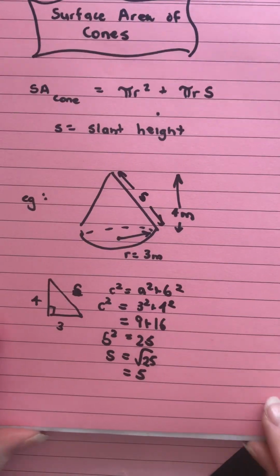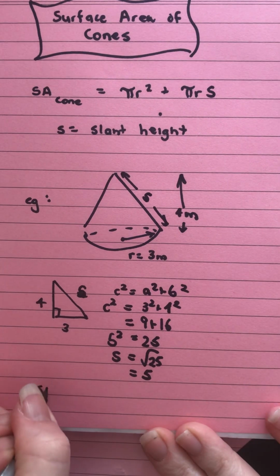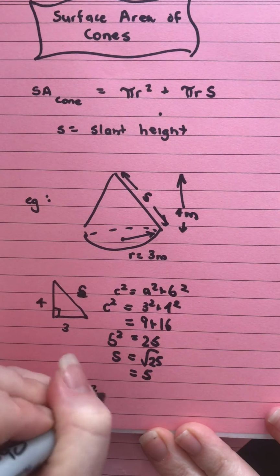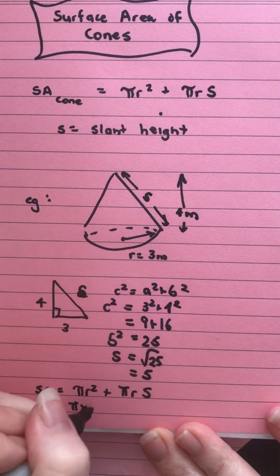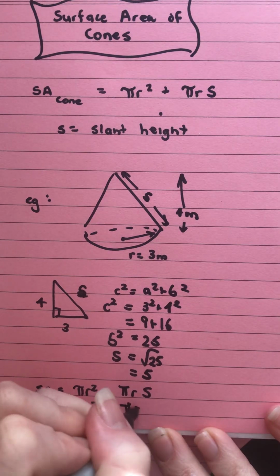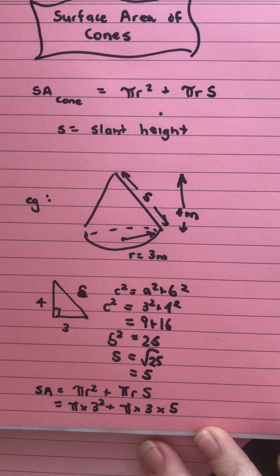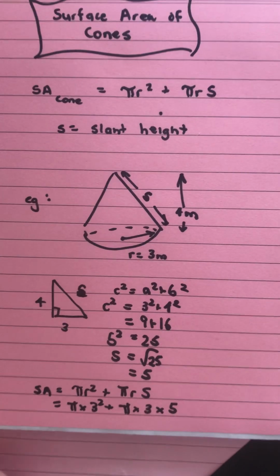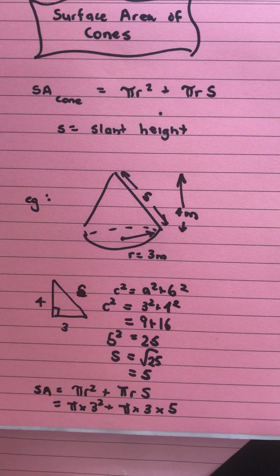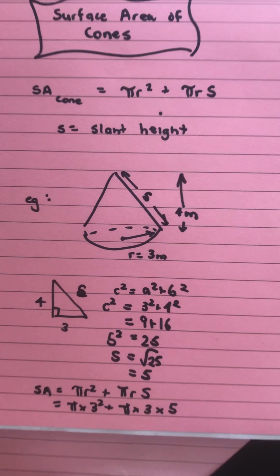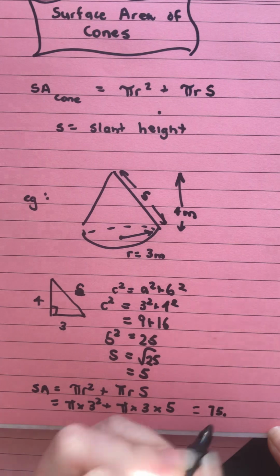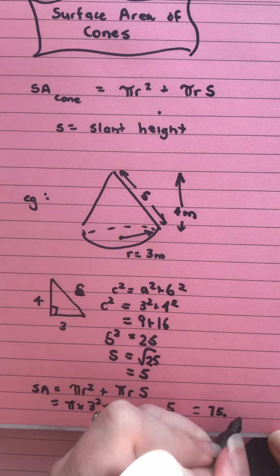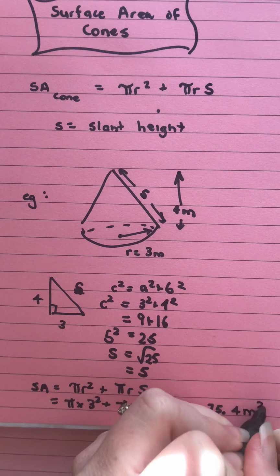So to work out the surface area, we're going to do our pi r squared plus pi r s. So we've got pi times, and our radius is 3, and then we've got pi times 3 times 5. So we'll grab our calculator and work that out. So we've got pi times 3 squared, and then we're adding to that pi times 3 times 5. So we get 75.398. So I'll round that to 75.4, and that will be meters squared.